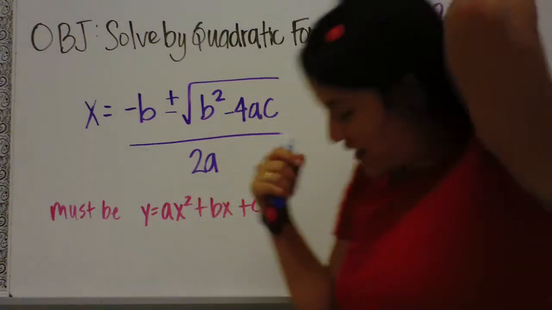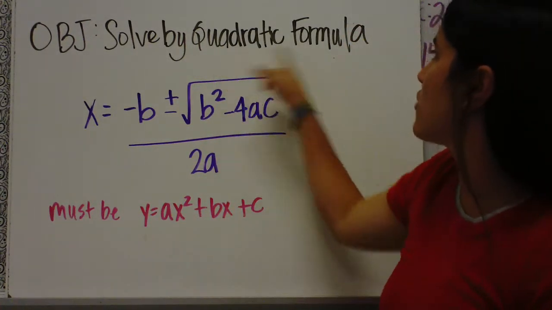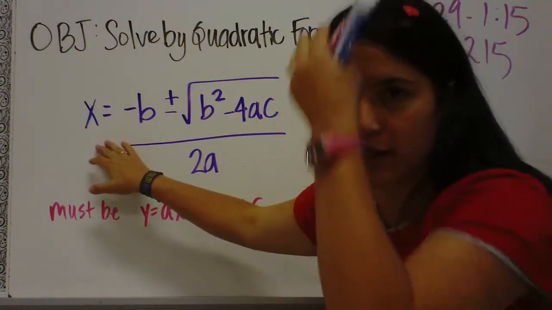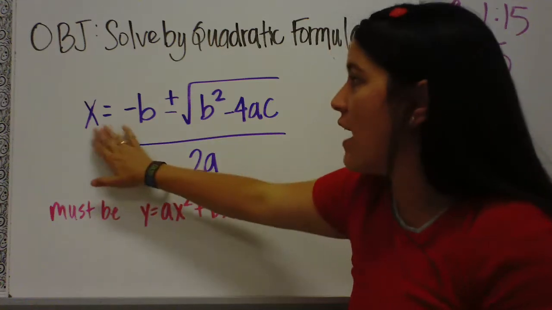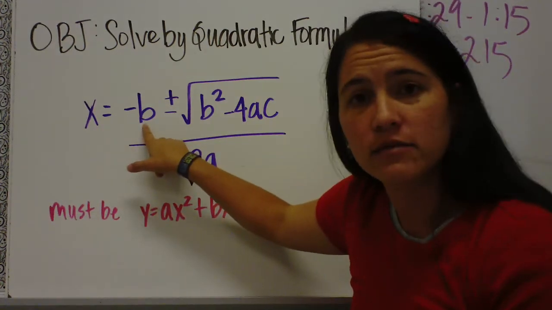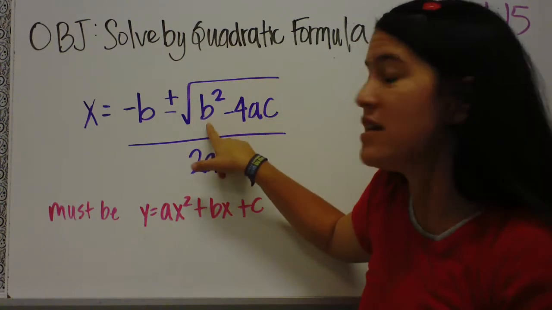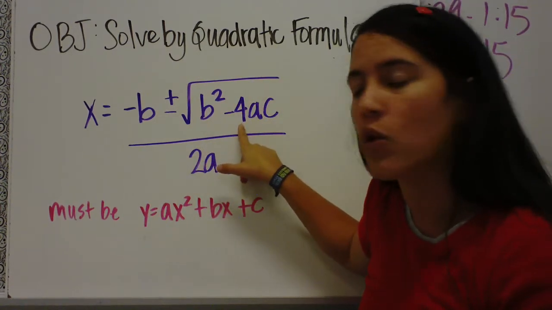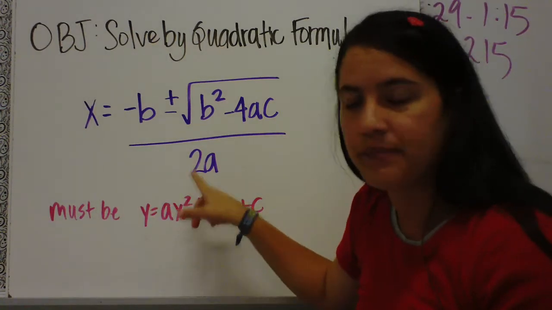Hey y'all. Today we are going to solve quadratic equations by the quadratic formula. So here's the quadratic formula. It works for any quadratic equation. x equals negative b plus or minus the square root of b squared minus 4ac, all over 2a.